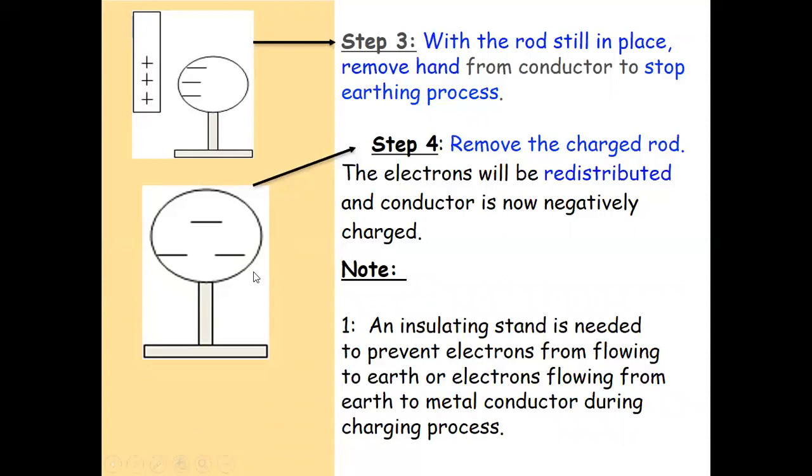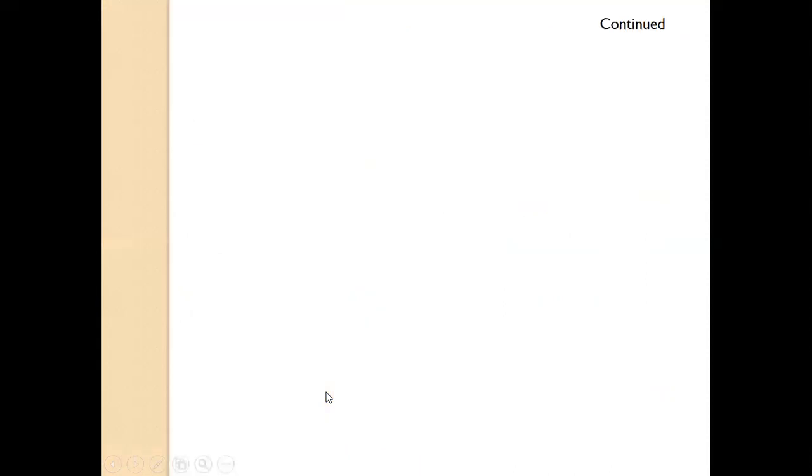Now these are the few points to note. An insulating stand is needed to prevent electrons from flowing to earth. It means that if it is not mounted on an insulated stand, the electrons will again flow to the earth and the metal conductor during the charging process.